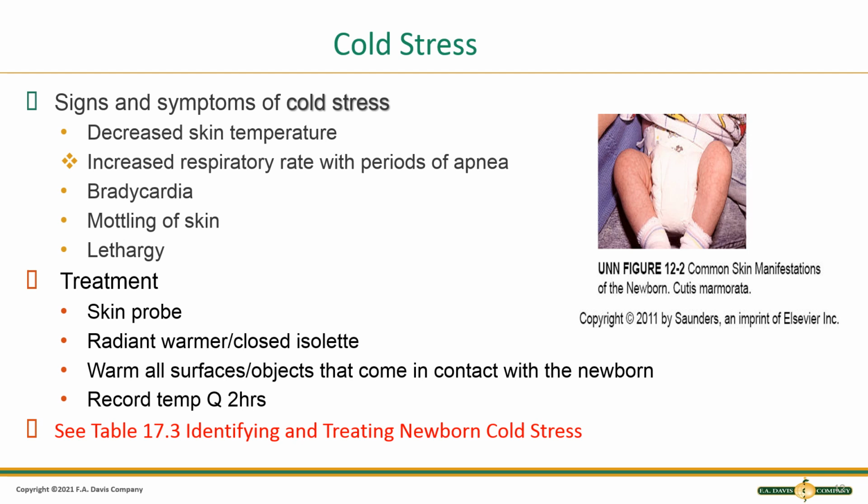Now, the probe placement is the right upper quadrant of the abdomen. We don't put the skin probe over bony prominences or in the line of cool oxygen or under a diaper. It needs to be visible to the radiant warmer. The ideal temperature is to warm between 97.2 and 98.6.